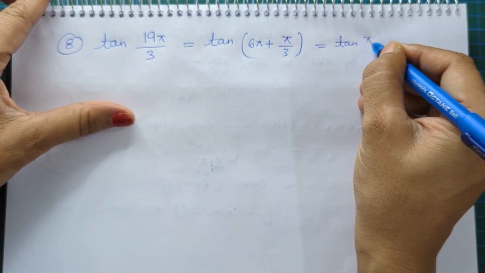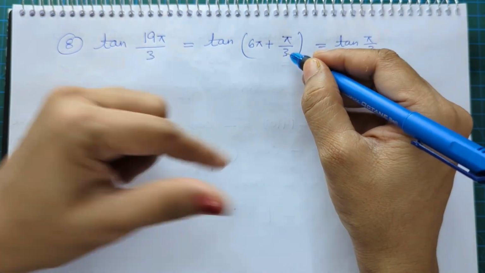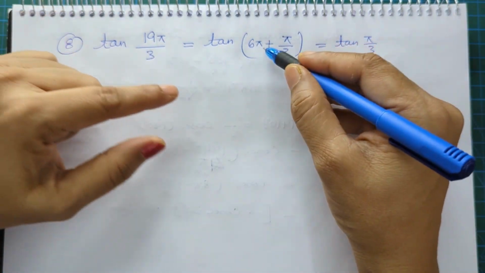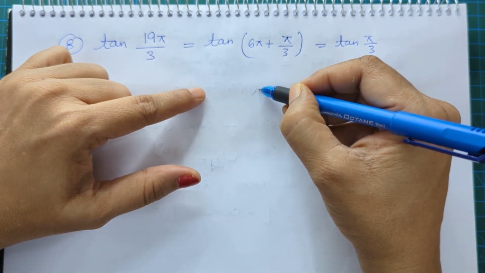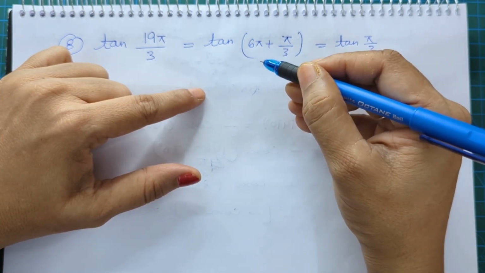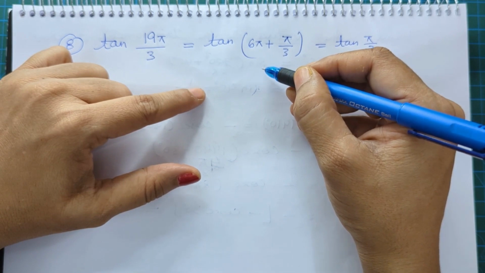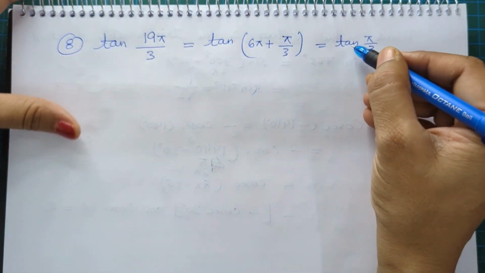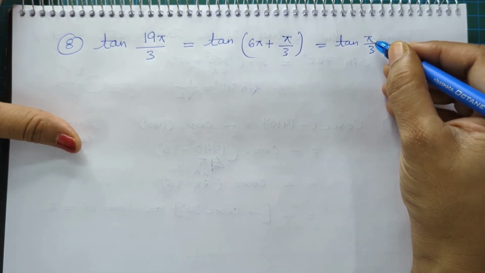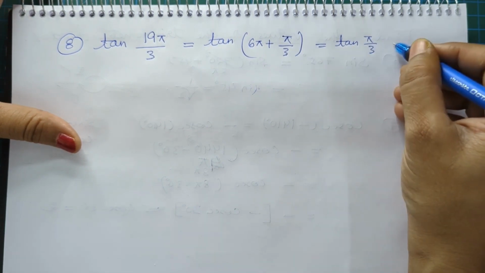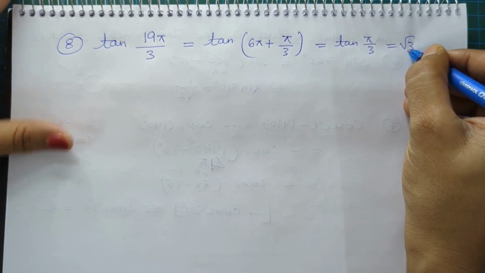So tan of π/3, but this angle is in which quadrant? This is 6π, meaning 3 rounds about the positive x-axis, and this angle comes in the first quadrant. In the first quadrant all trigonometric ratios are positive, so this comes as tan π/3. π/3 is 180/3, meaning 60. Tan 60 is root over 3.